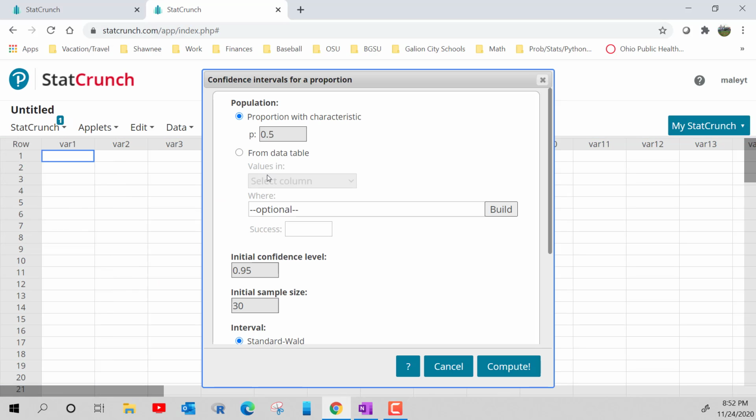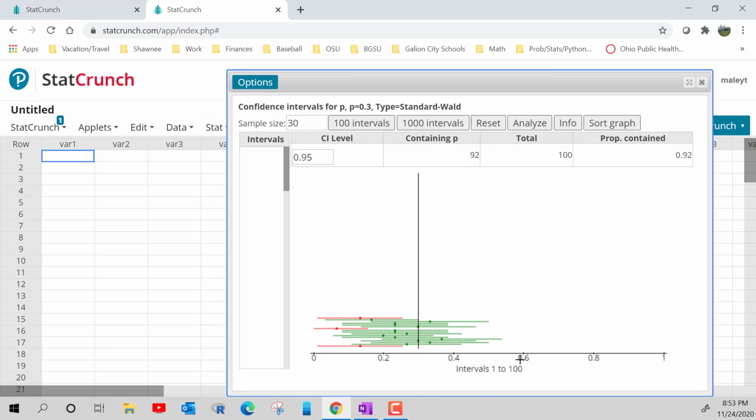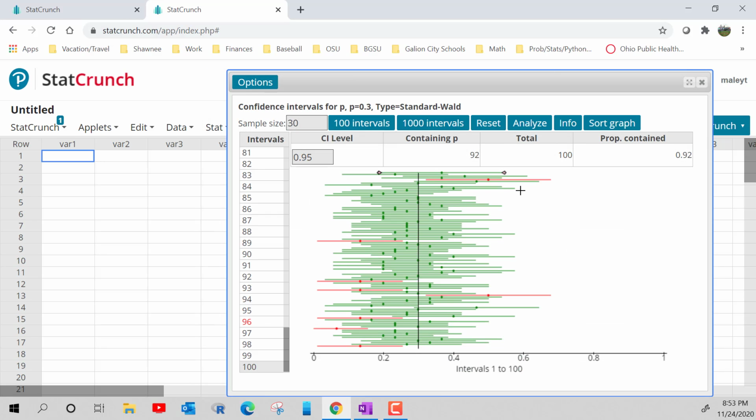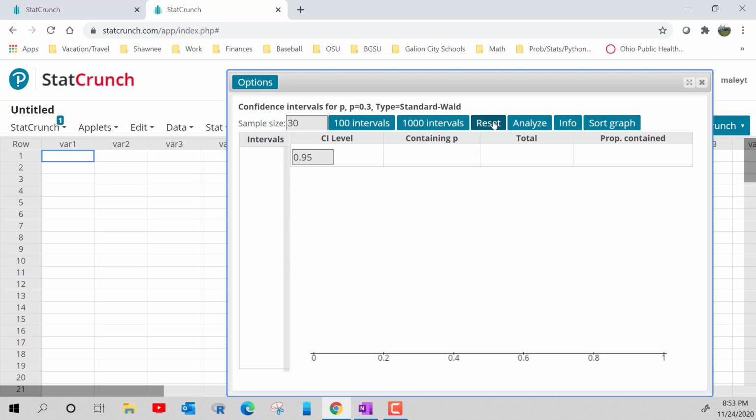It says to check the proportion with characteristic. So that's already checked, radio button. We want to set the p-value to be 0.3. And then we want to hit compute. And I'm going to reset this. So we want the sample size to be 150, is what we were told to do.